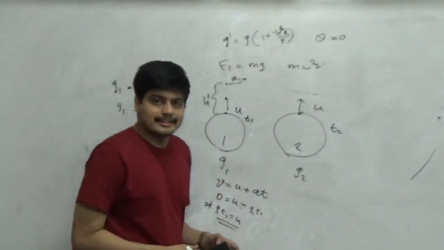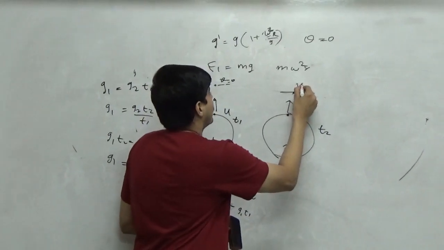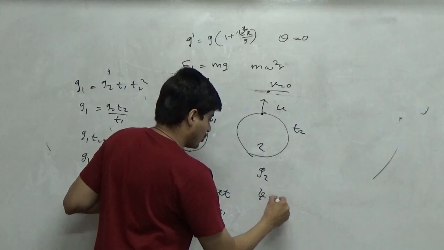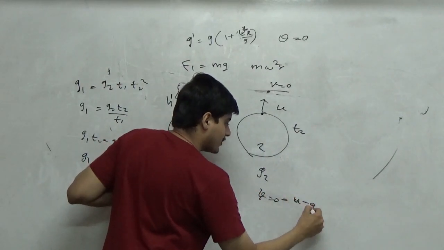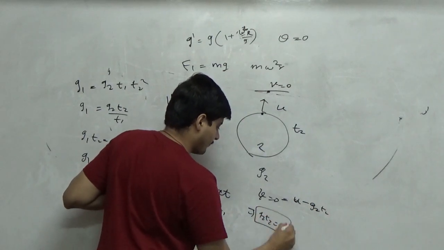On this other crazy planet, whatever must have happened during the motion, still the velocity equal to 0 must have held true in time t2. So v equal to 0 equals u minus g2 t2. This means g2 t2 is also equal to u.